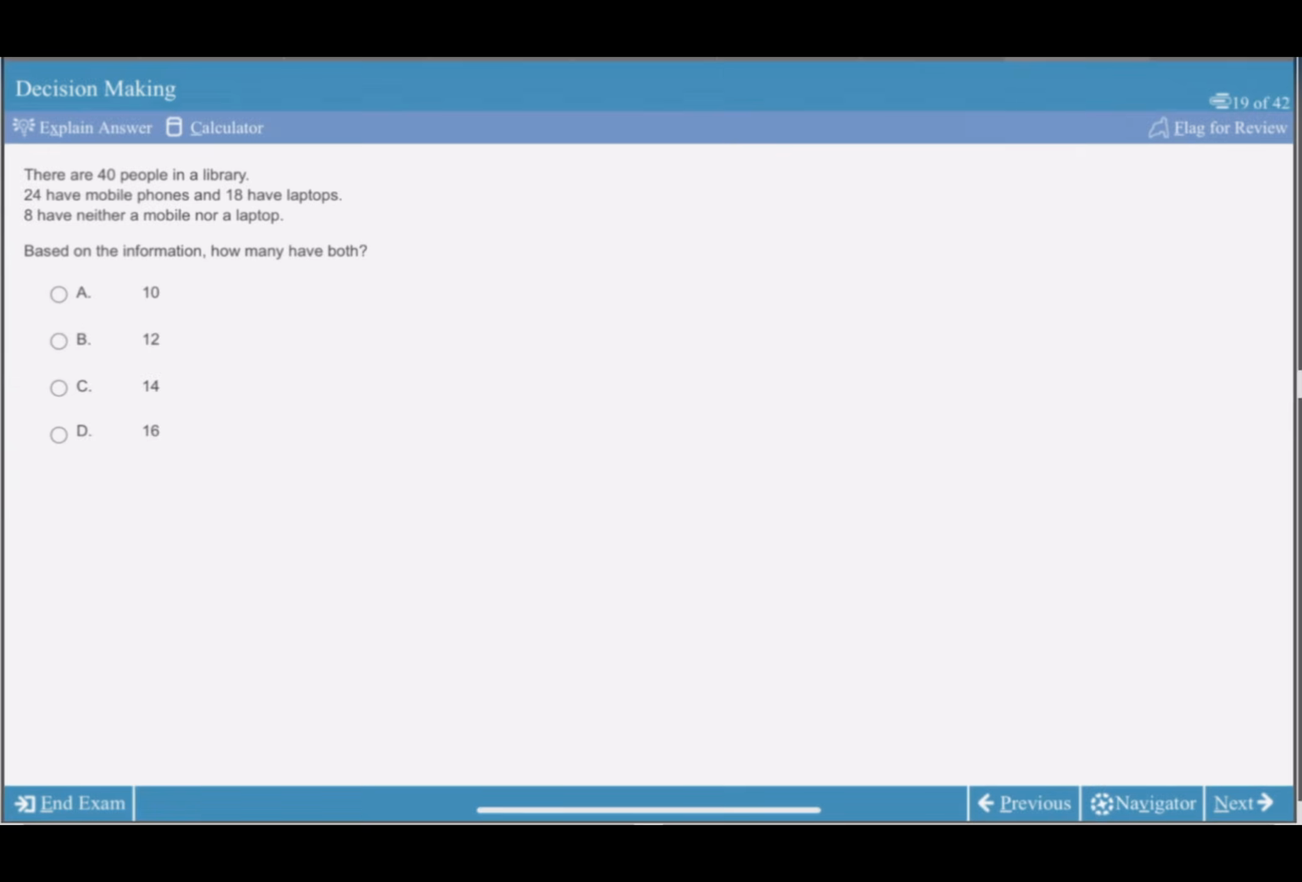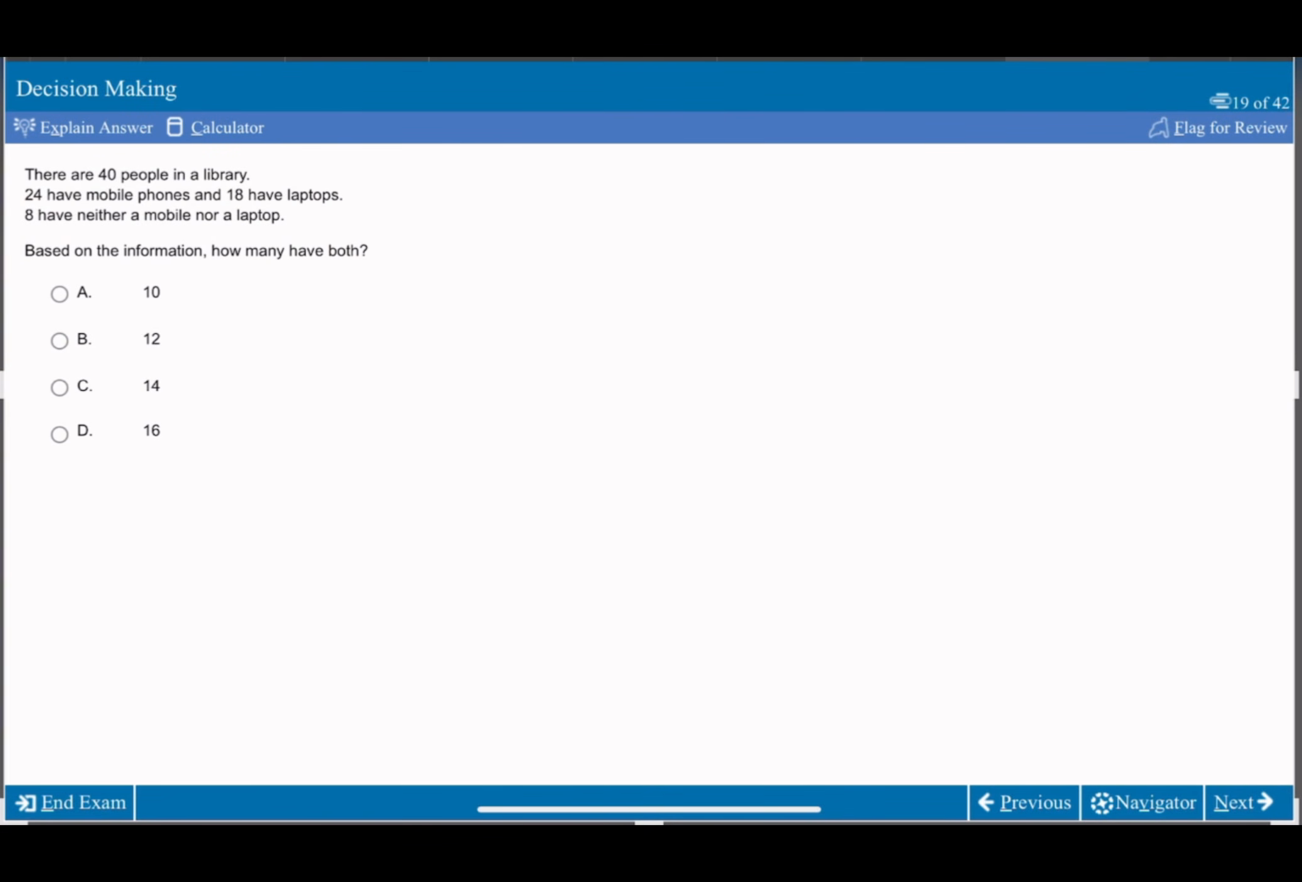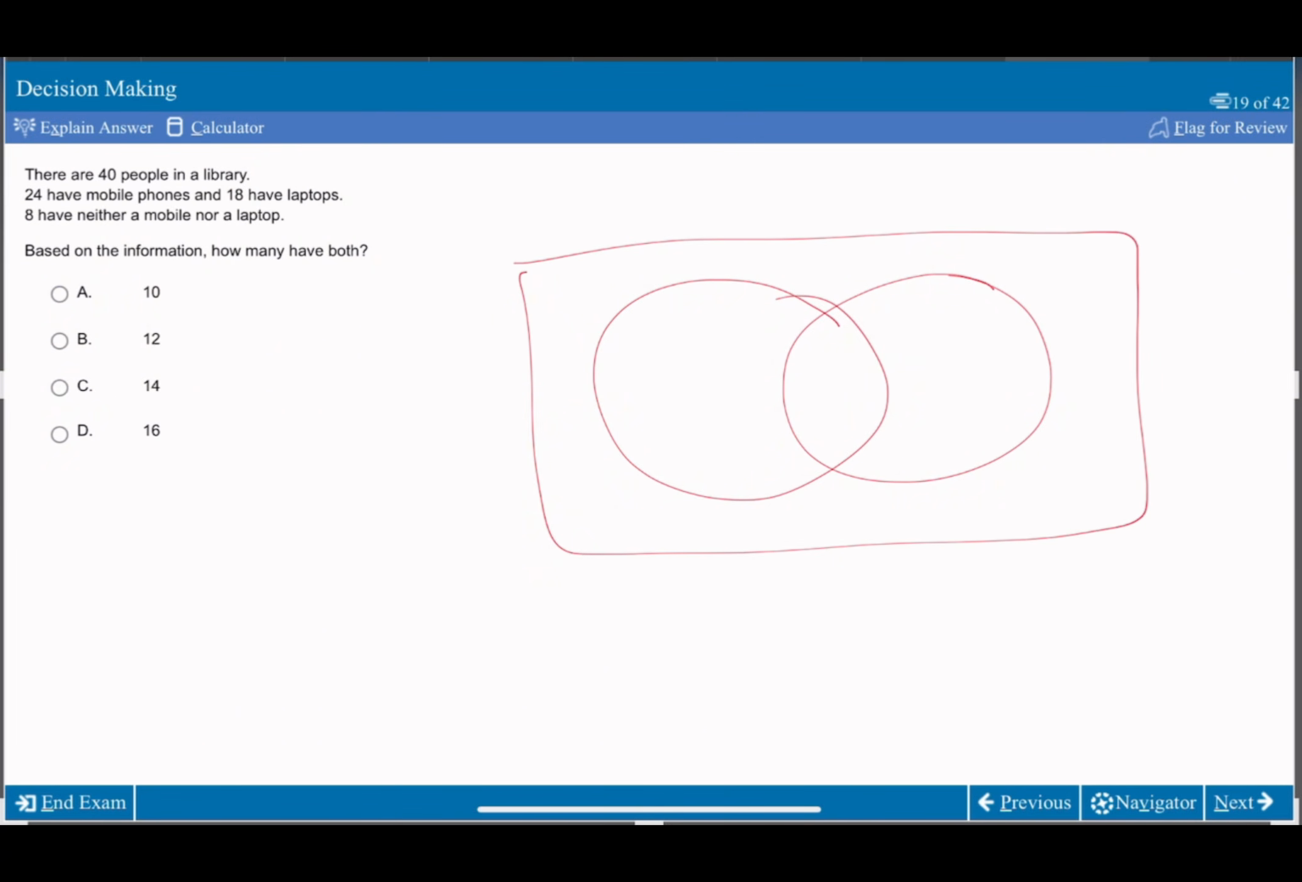Okay, let's have a look at this question. It says 40 people in the library, 24 have mobile phones, 18 have laptops, 8 have neither. Based on the information, how many have both? So 40 in the middle, 8 have neither. Mobile phones, laptops, and it's asking for how many have both. In total we have 32 left to cover these 3 regions. We know there's 24 with mobile phones and 18 with laptops, so that adds up to 42. And we only have 32 that's available, essentially.